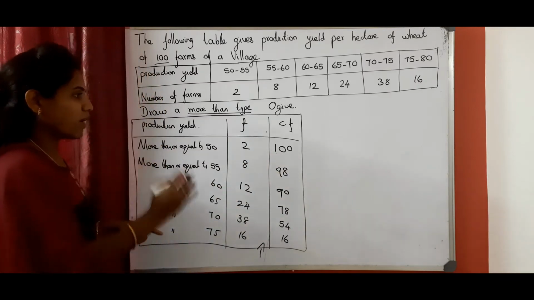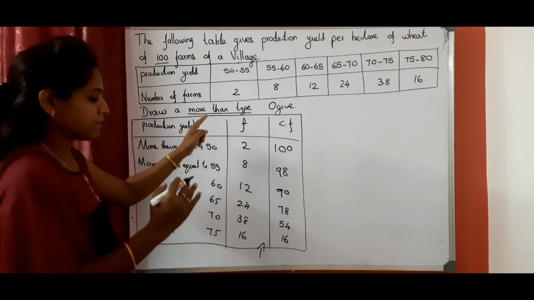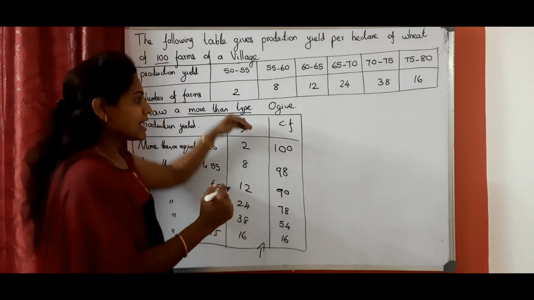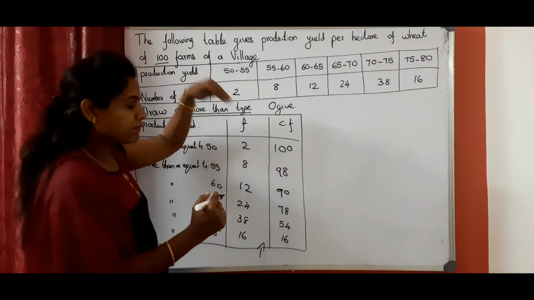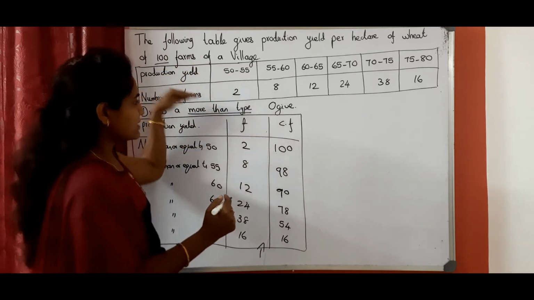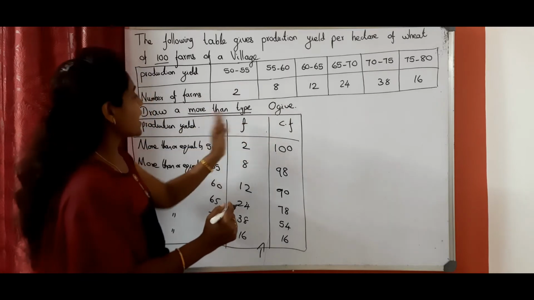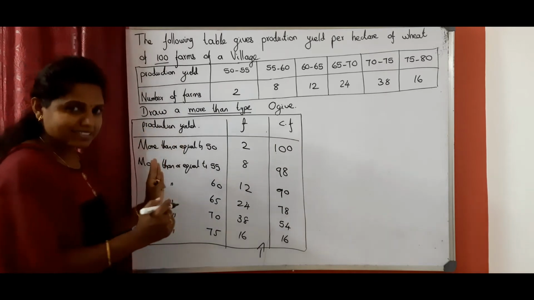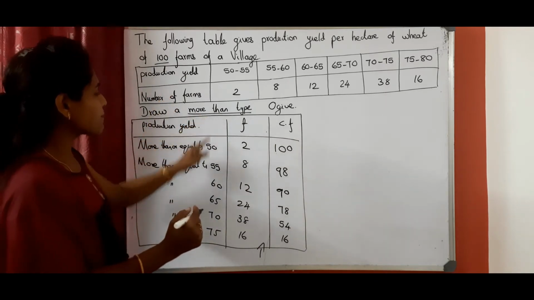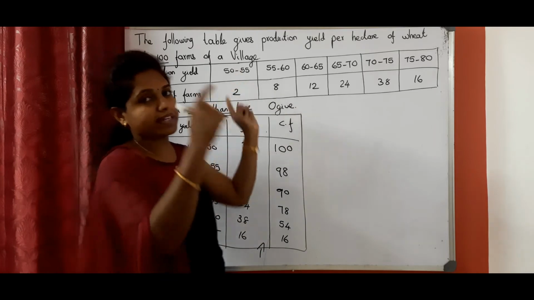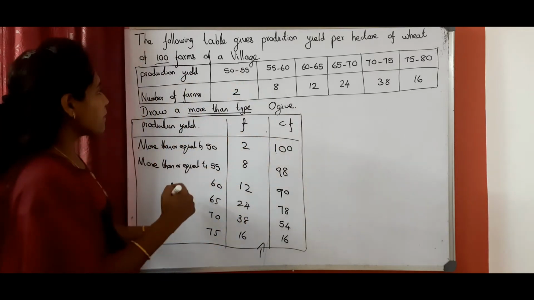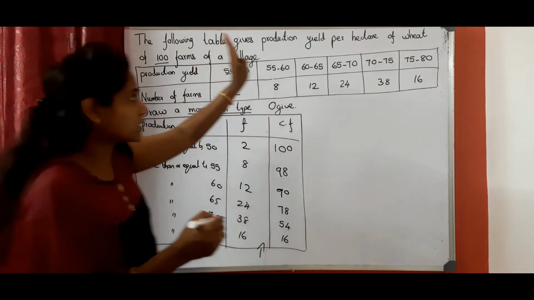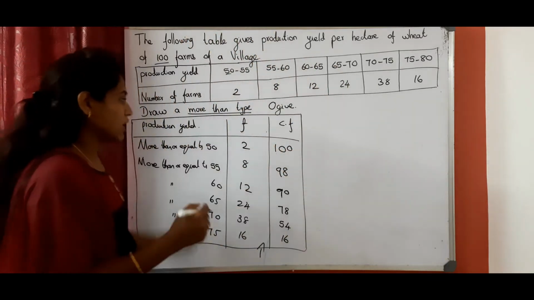Listen, what we should remember: more than type means we should add the frequency from down onwards. Less than means up onwards. Please just remember that. Also for the class interval, less than type means we should take the upper limit. And more than means we should take the lower limit, more than or equal to the lower limit. Now we have done the tabular column.